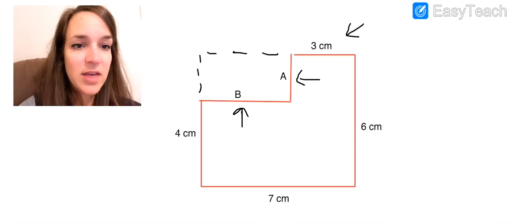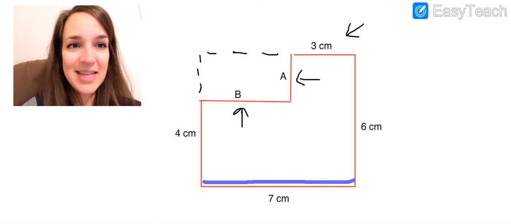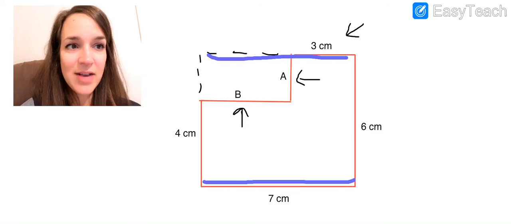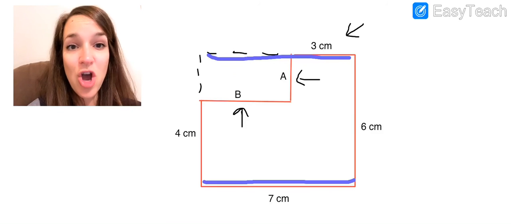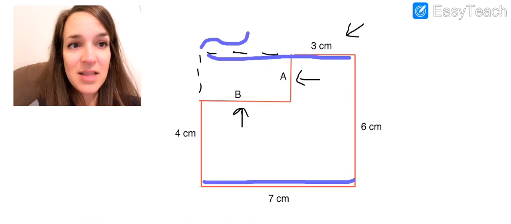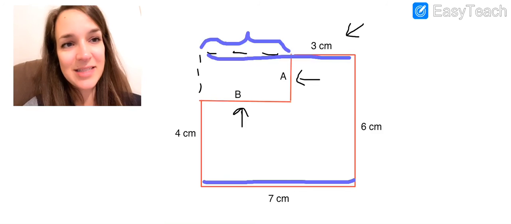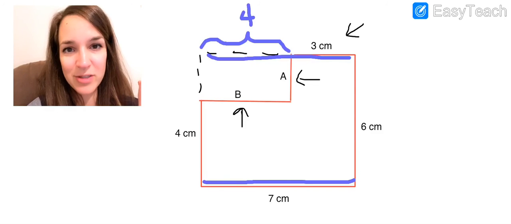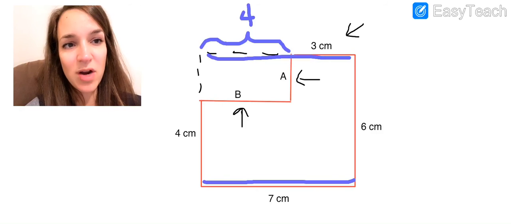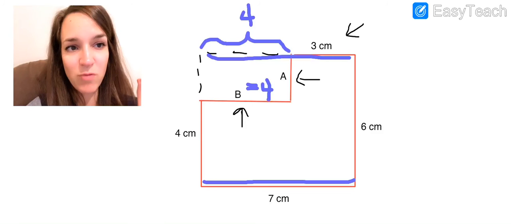So if this side down here is 7 centimeters, then that means that this side up here also has to be 7 centimeters. So if this piece right here is the piece that we know is 3, then this piece right here has to add to 3 to give me a total of 7. So we know that 3 plus, yep, you guessed it, 4 equals 7. So then if that piece is 4, B, which is right opposite it, also has to be 4.